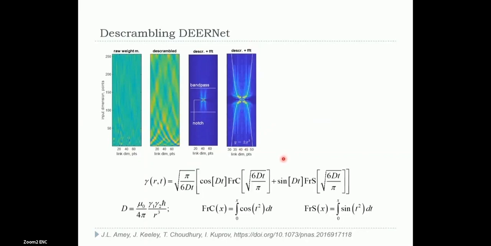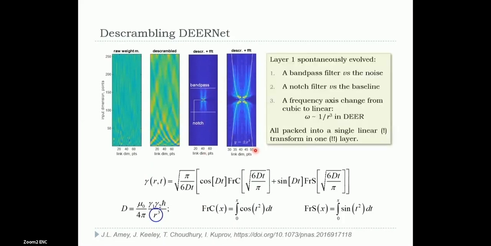And then this strange hourglass shape, if you zoom into it, it's a cubic curve. And it's a cubic curve because, of course, the distance dependence in the dipolar interaction is cubic. So it's a distance axis rectifier from cubic to linear within the band of the filter. So a neural net spontaneously invented a bandpass filter, a notch filter, and a frequency axis rescaling transformation, packaged it into a single linear transformation in just 1 layer. So all of this mathematics has been spontaneously designed by the net. It's unattended training from a random initial guess.